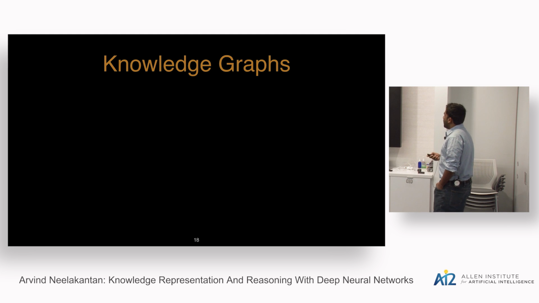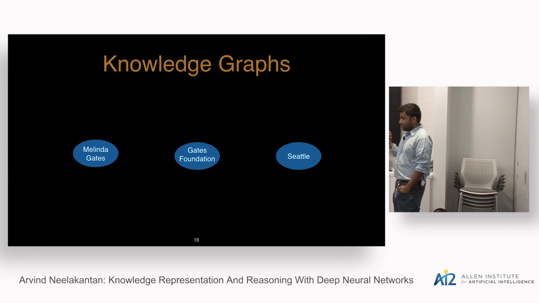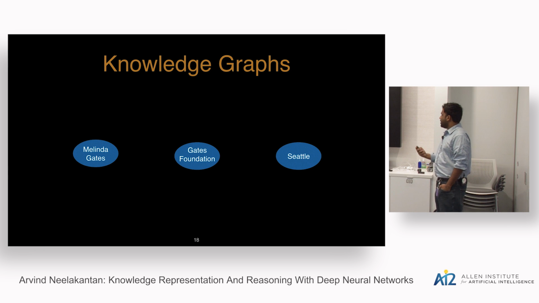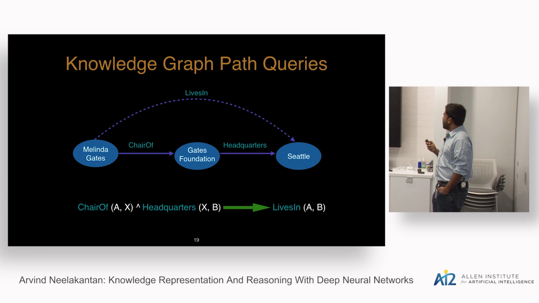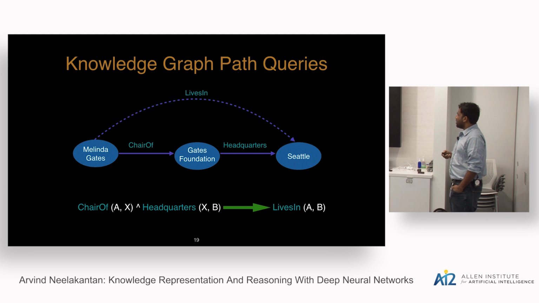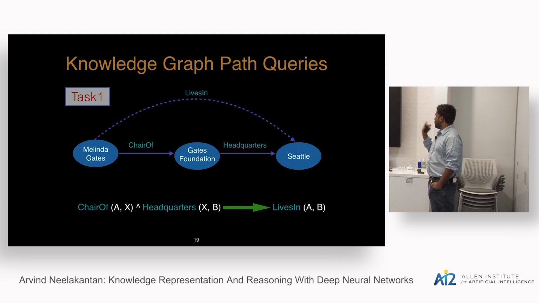So task one is you're given a knowledge graph. The knowledge graph has entities like Melinda Gates and Gates Foundation, and then there are relations connecting them. And given this information, you want to infer missing links in the knowledge graph. So here, Melinda Gates is chair of Gates Foundation, and Gates Foundation is headquartered in Seattle. Now, using these two facts, it's highly likely that Melinda Gates lives in Seattle. Basically the model has to infer rules similar to what I've shown here.